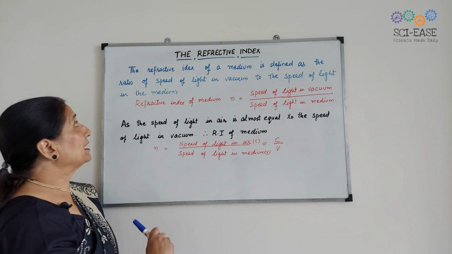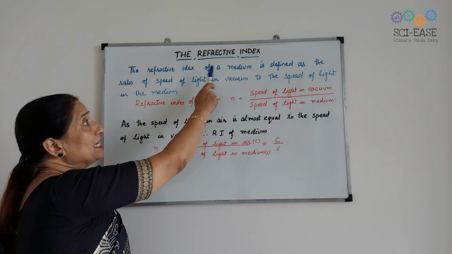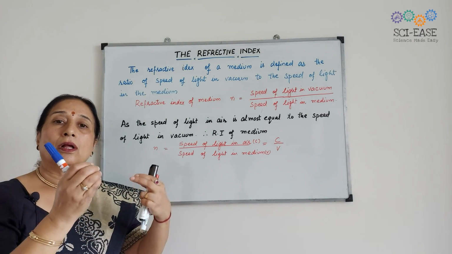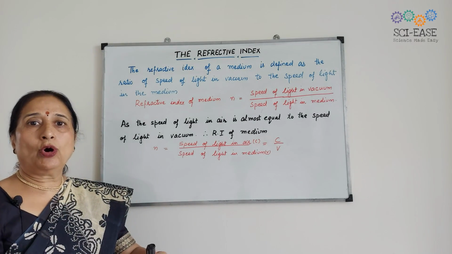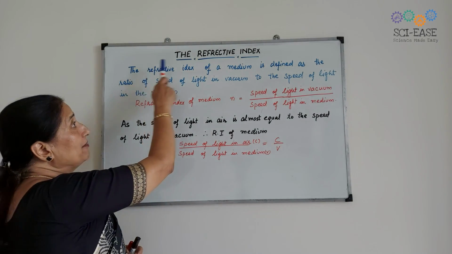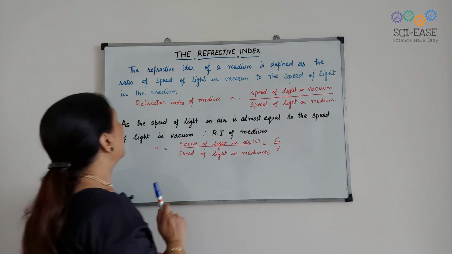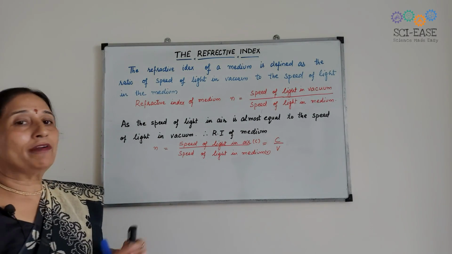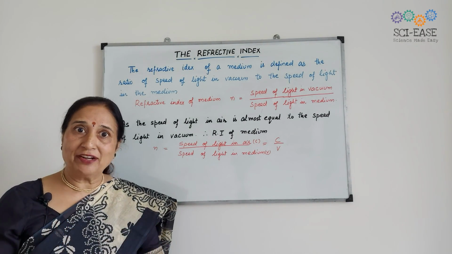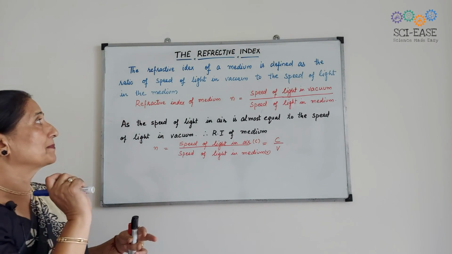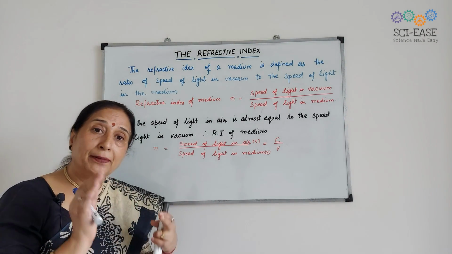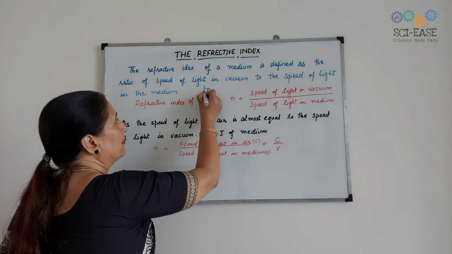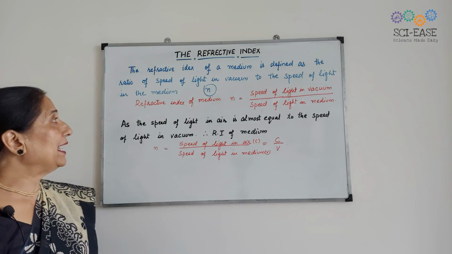The definition of refractive index: the refractive index of a medium. The medium may be glass, water, turpentine oil, etc. The refractive index of a medium is defined as the ratio of the speed of light in vacuum to the speed of light in the medium. In general, the definition is this. We denote refractive index by N.